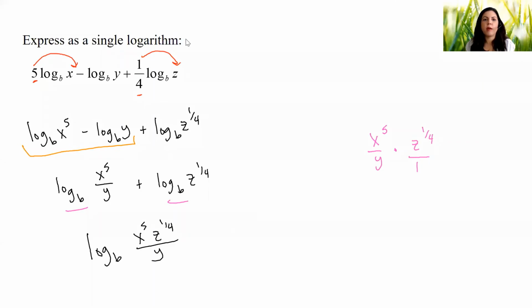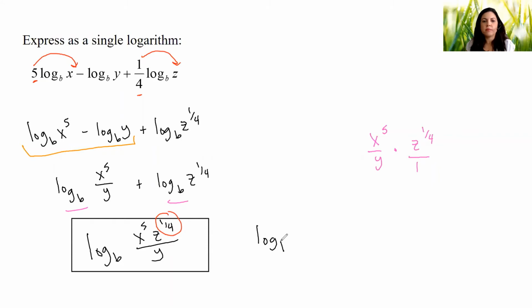So using those properties kind of backwards, I was able to take my 3 different logarithms and combine it into a single logarithm. If you wanted to write this with a radical, if we have z to the 1/4, that is the same as saying the 4th root of z. So that would also be acceptable. If you wrote that as the 4th root of z times x to the 5th all over y, that is an equivalent solution.